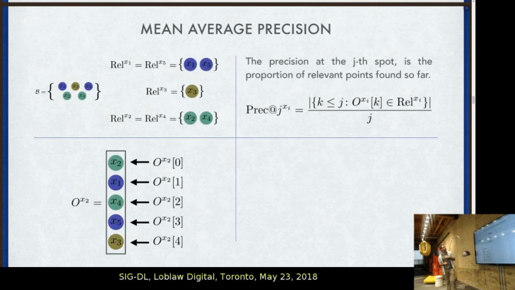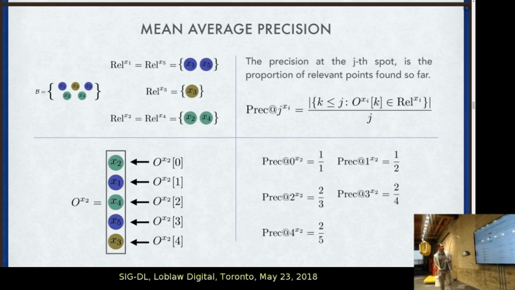So what are they going to do? We still need a way of measuring how good this ranking is, and they use something called precision. The precision at the point j of the ranking given by xi is the ratio of how many relevant points I have seen over the total number of points that I have seen up to that point. Sounds kind of tricky, so let's actually go through the example.